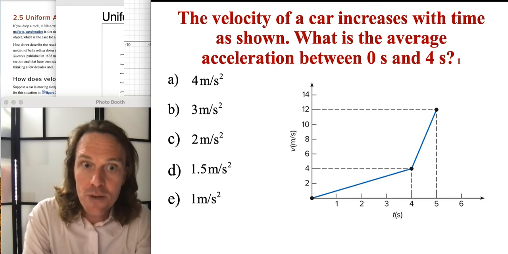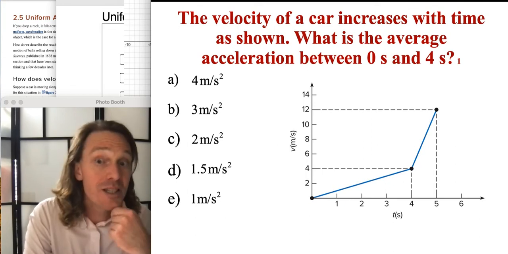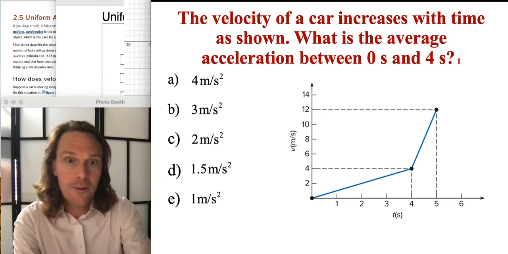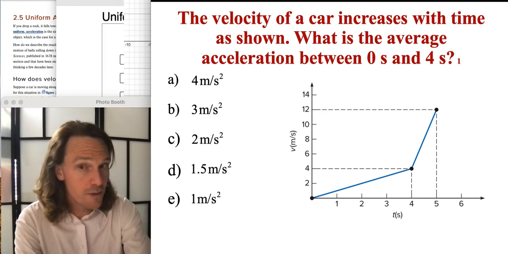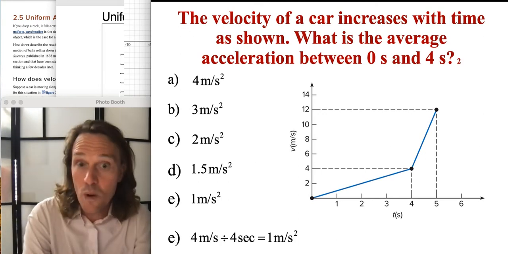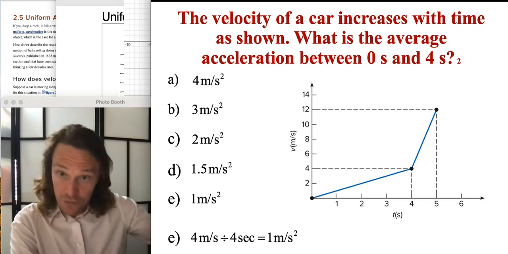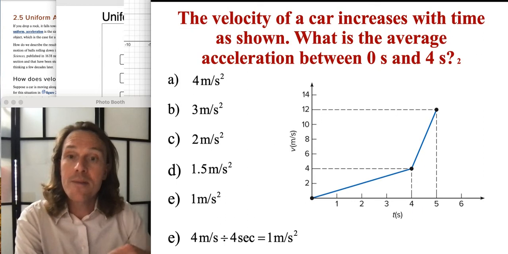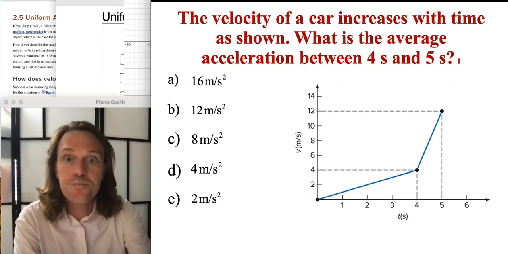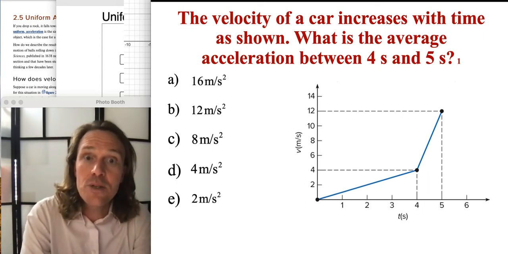So take a look at the graph. What's the average acceleration? Notice it's a velocity versus time function. Think about slope. Well, just 1 meter per second squared because the slope is 1. You went up by 4, in 4, so it's 4 over 4, rise over run, 1 meter per second squared.